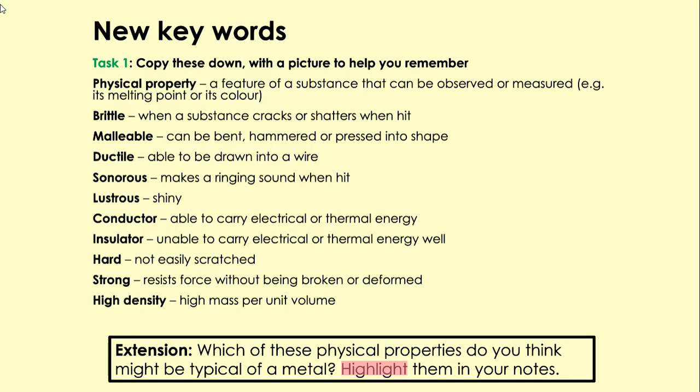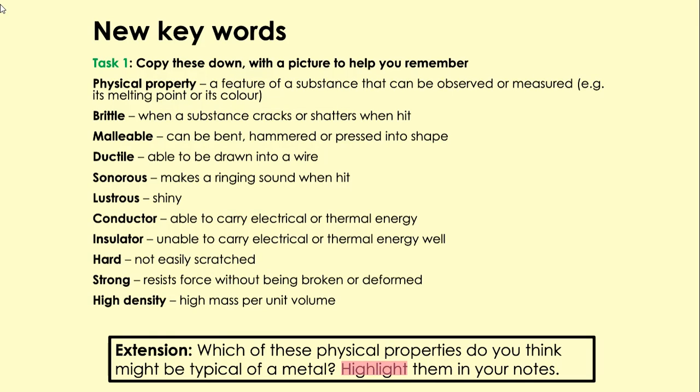Hard and strong are terms that people get mixed up. If something's hard, it means it's not easily scratched. One of the hardest substances is diamond, so you can't scratch diamond with anything else other than another diamond. So if something's hard, it means you can't easily scratch it with another piece of material. Strength, or how strong something is, means that it can resist a force. If something's strong, it resists force without being broken or deformed. A good example of the difference between hard and strong is glass. Glass is quite hard, it's not easily scratched, but it's not very strong. If you hit it with a hammer, it would easily break.